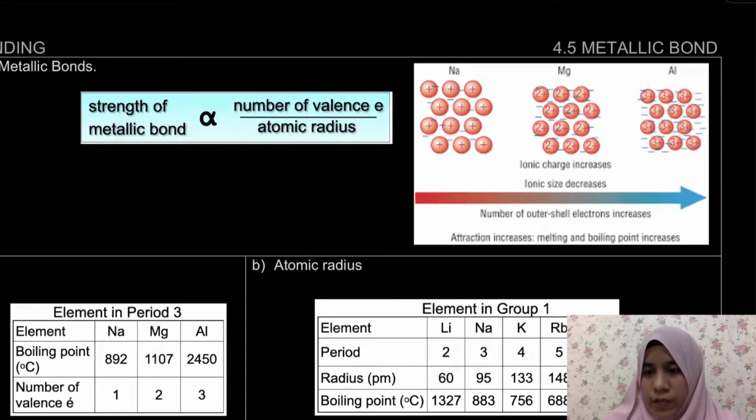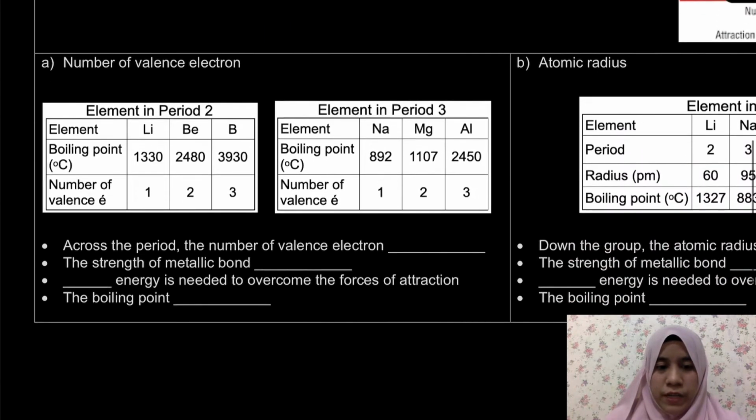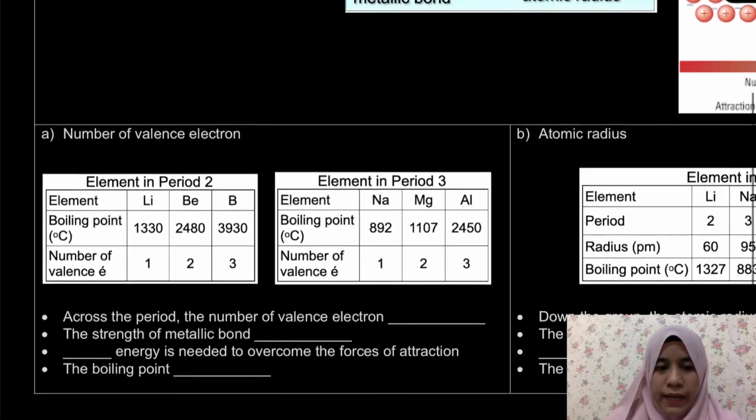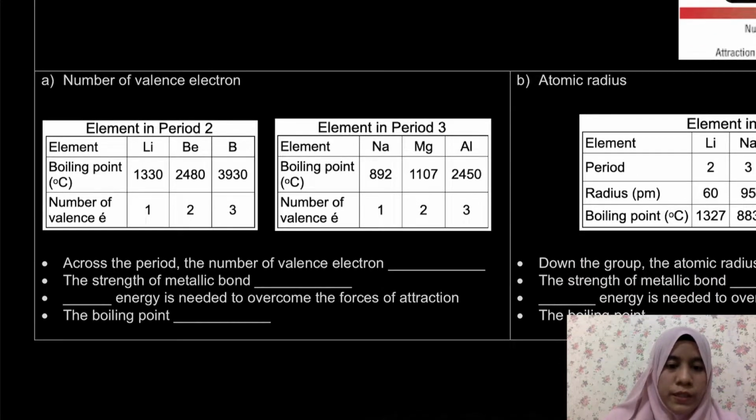So contohnya kita tengok dekat sini, this is actually all the elements in period 3. So dekat sini for our sodium, we only has 1 valence electron. Magnesium ada 2 and aluminium ada 3. Okay, so kita tengok dekat sini, iaitu Na, Mg dengan Al. Yang gini, kalau period 2, dia jadi lithium, beryllium, boron. Okay, so kita tengok dekat sini, if it has 1 valence electron, dia punya boiling point is 1330. Kalau 2, dia jadi 2000. Kalau 3 jadi 3000. So, as we can see, the higher the valence electron, the higher lah the boiling point.